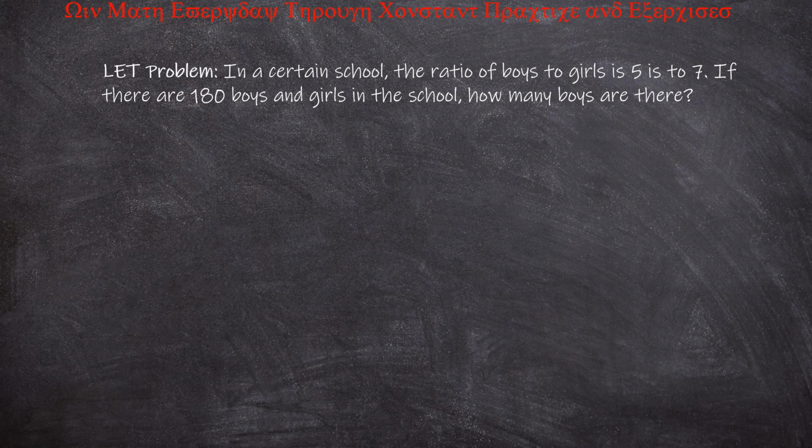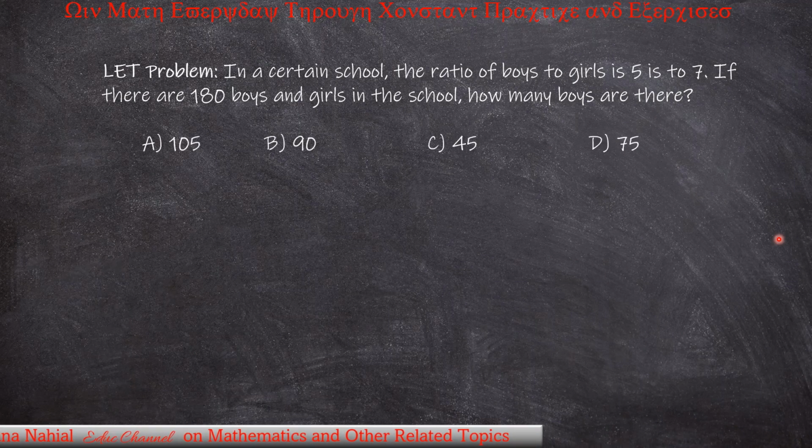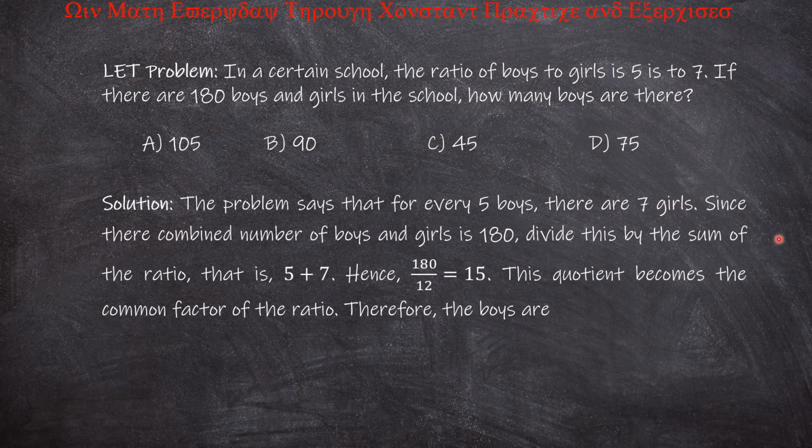Okay, next problem. In a certain school, the ratio of boys to girls is 5 is to 7. If there are 180 boys and girls in the school, how many boys are there? Choices: A, 105; B, 90; C, 45; D, 75.